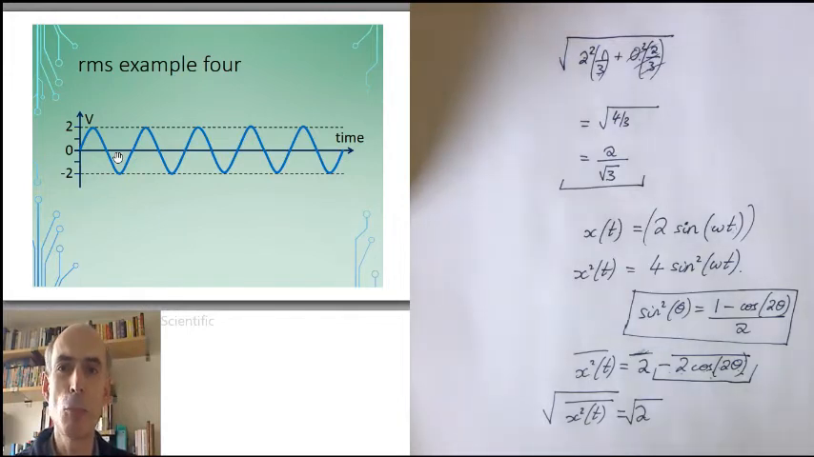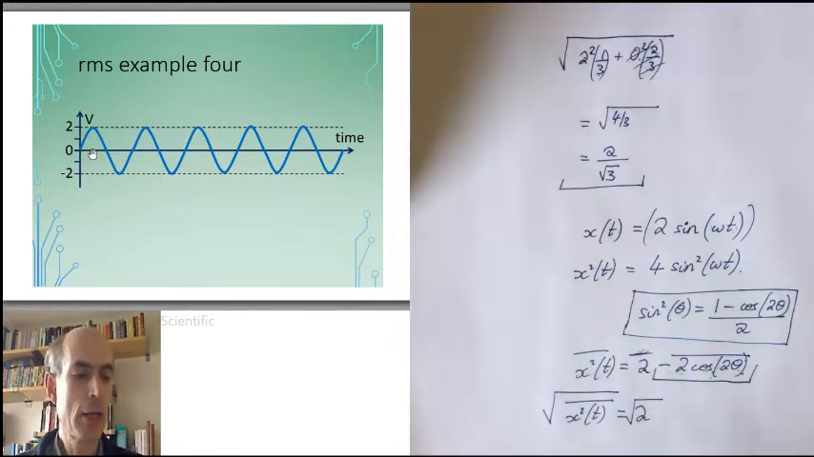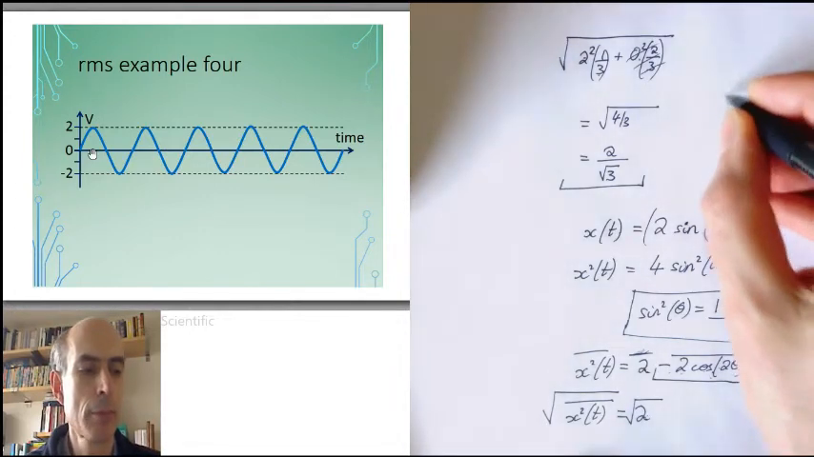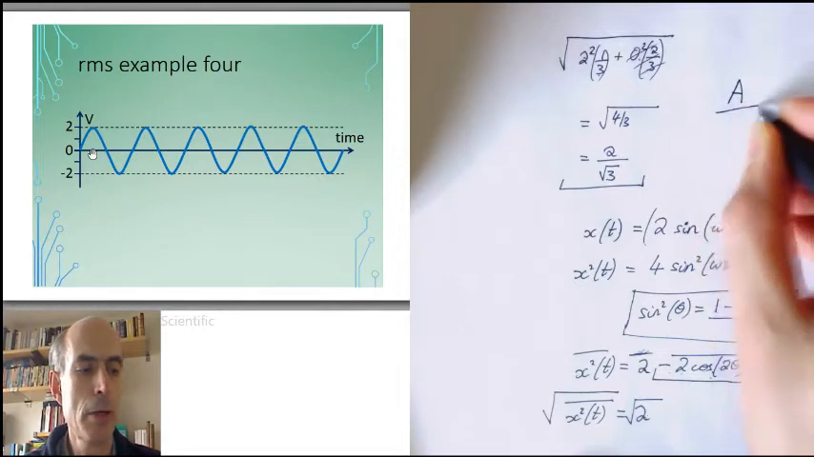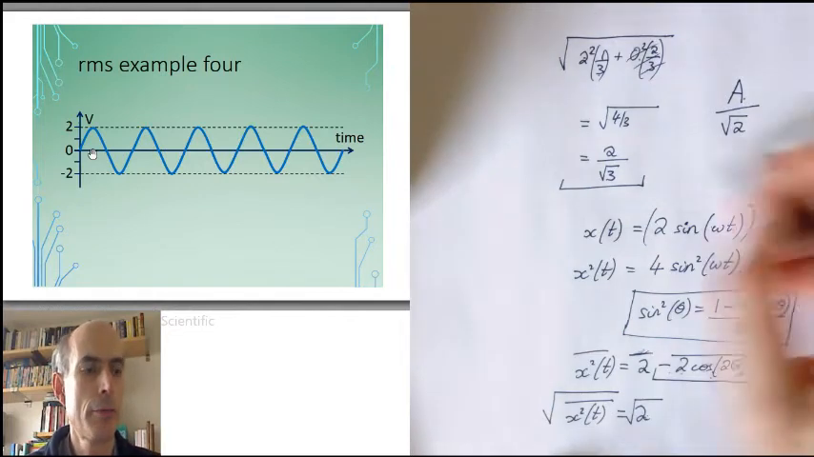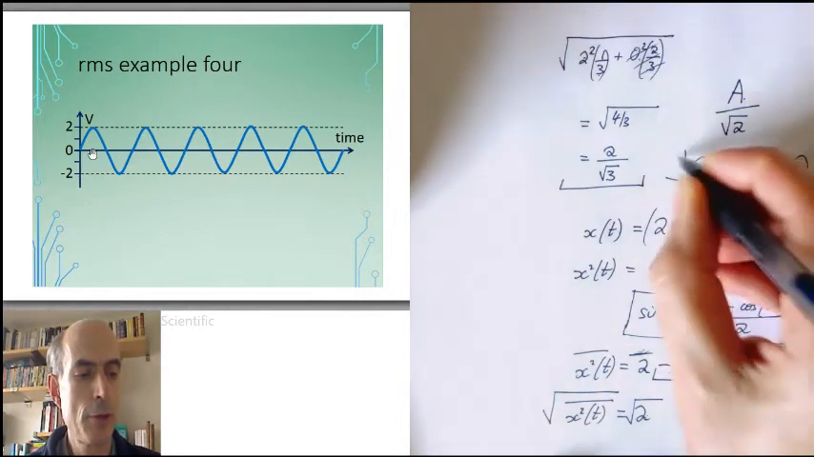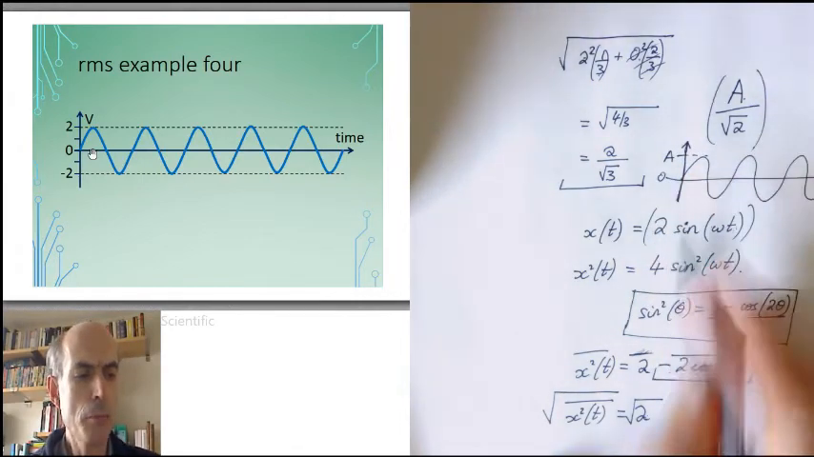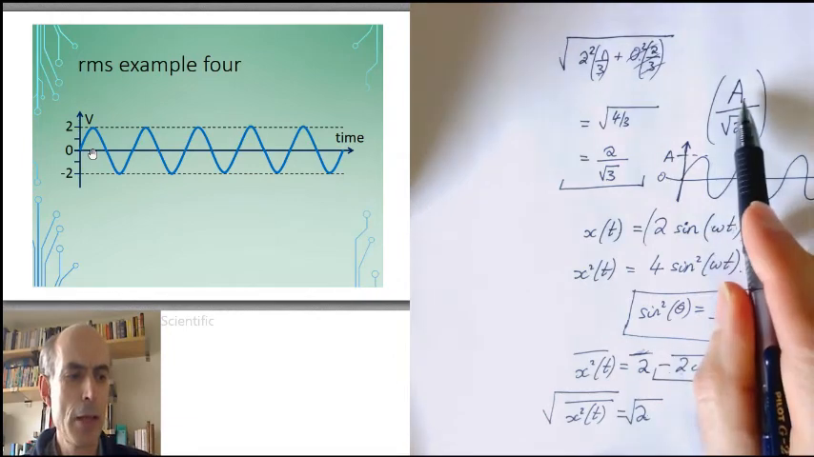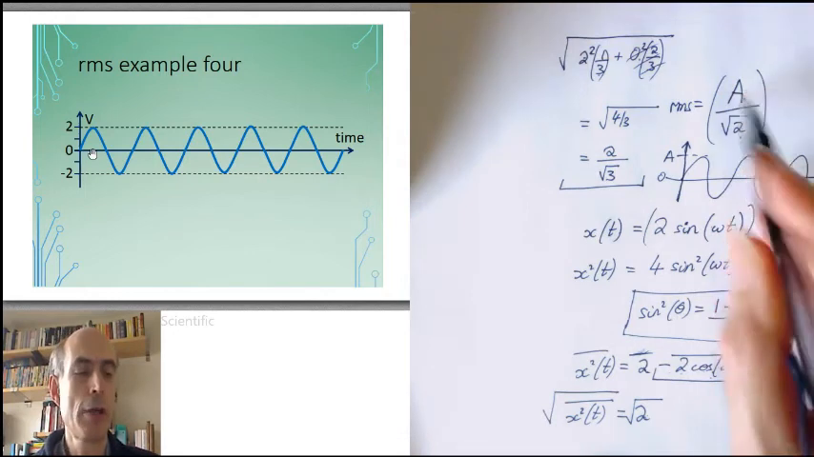We can make that more general. If we have any sine wave and it's centered around 0, then its RMS value is going to be its amplitude divided by the square root of 2. A is the amplitude. If the sine wave was looking like this, then this is A here. A lot of people learn that formula, that the RMS value is the 0 to peak amplitude divided by the square root of 2.